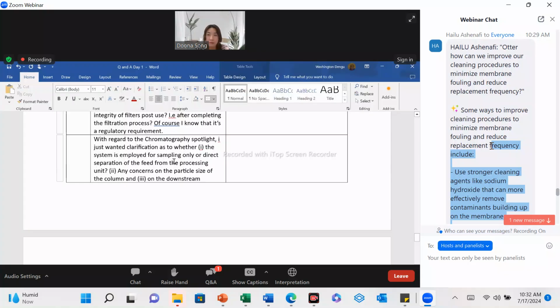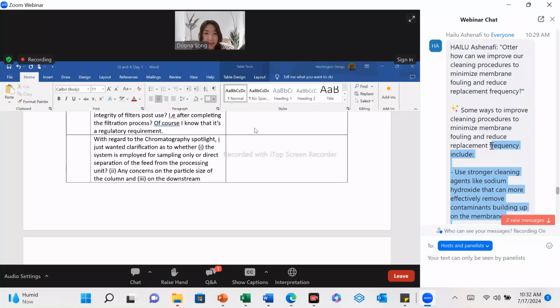So if the filter integrity test fails after use, after the process, we have to check the filtrate or the downstream side, to see whether they are our predicted results or not. If the filter integrity test passes, we can ensure the process was in good condition.